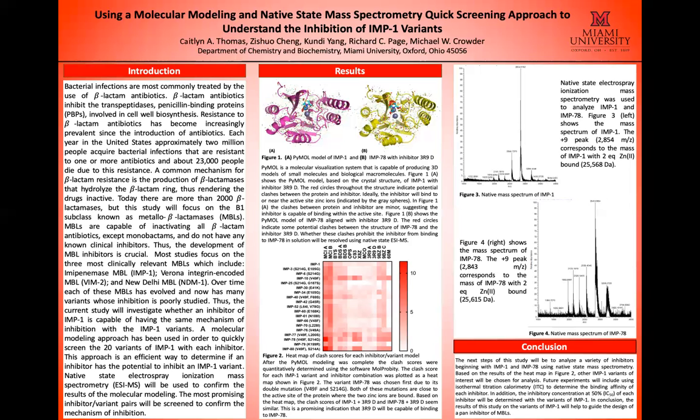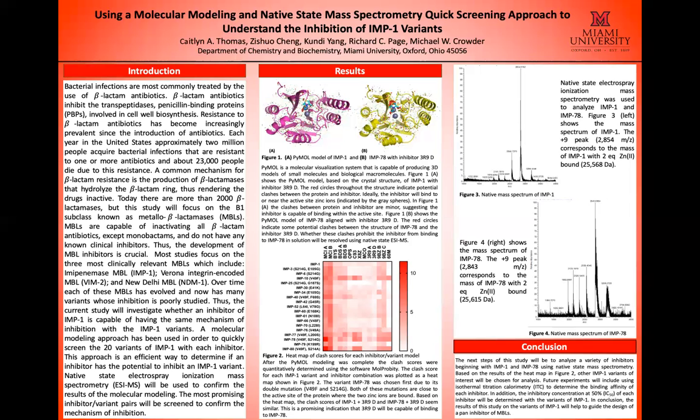In order to better determine the severity of the clashes, I used a software called MolProbity to quantify the clashes. The results are shown as a heat map in figure 2. You can see that the color of the clash score for both IMP1 and IMP78 for inhibitor 3R9D are fairly similar in color. This means that the inhibitor may inhibit IMP78 like it does IMP1.